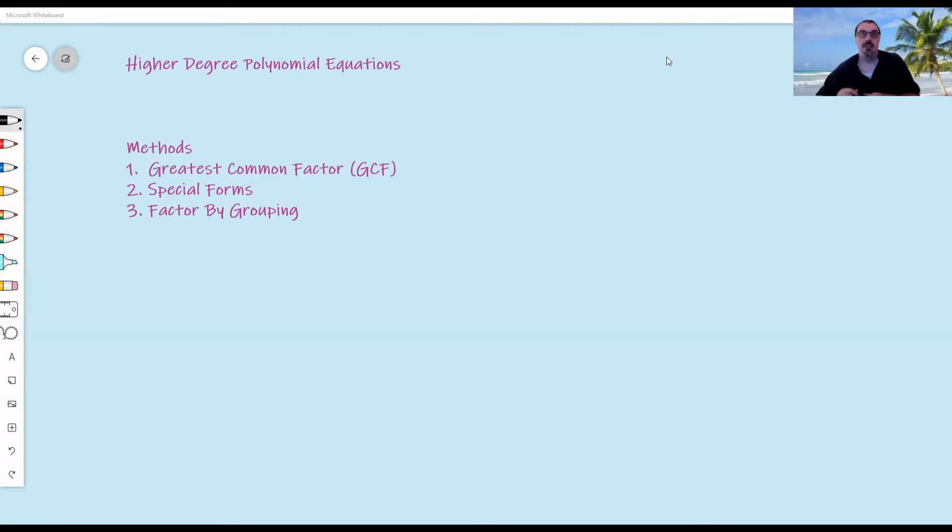We're going to use the methods of: is there a greatest common factor we can take out of all terms? What are the special forms? And finally, we're going to factor by grouping.